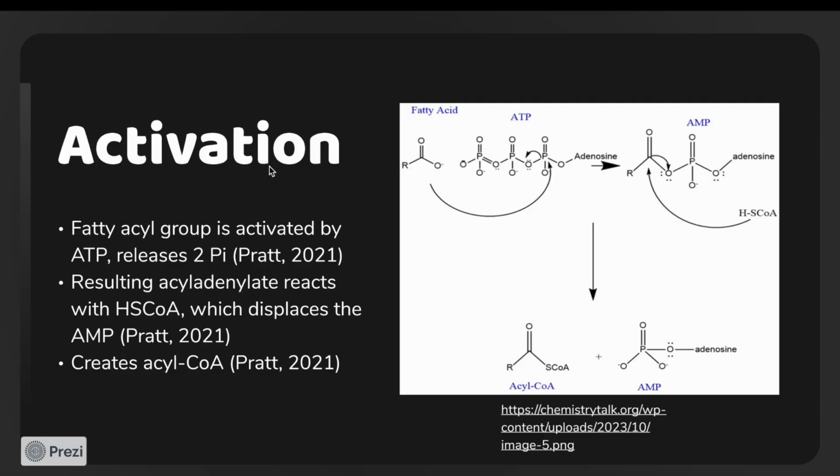So from there, before it can come into the mitochondria, it needs to be activated. So the fatty acyl groups are activated by ATP, and as a result of that, it releases 2 inorganic phosphates. So as you can see here, the fatty acyl group attacks the ATP, it grabs a phosphate for itself. So the resulting product is called an acyl adenylate. It reacts with a coenzyme A, which displaces the AMP, and so now we're left with an acyl CoA and an AMP, and from there that acyl CoA is now going to be able to use the carnitine transporter to get into the cell.